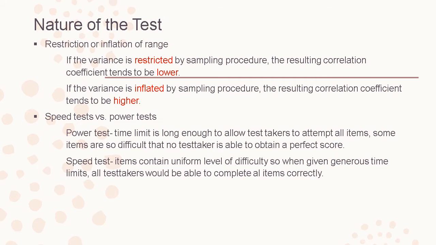Speed test versus power test. Power test: the time limit is long enough to allow test takers to attempt all items. Some items are so difficult that no test taker is able to obtain a perfect score. In power tests, items are arranged in increasing difficulty and it tests the knowledge of the test taker. These scores are based on the number of items answered and answered correctly.